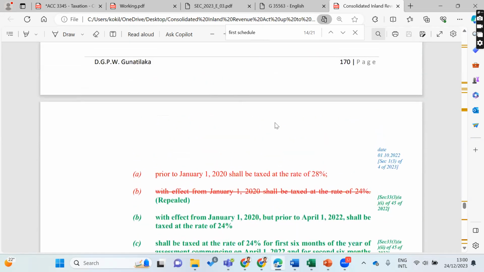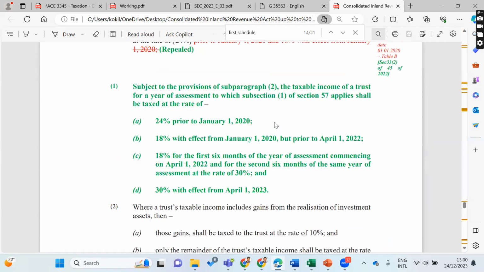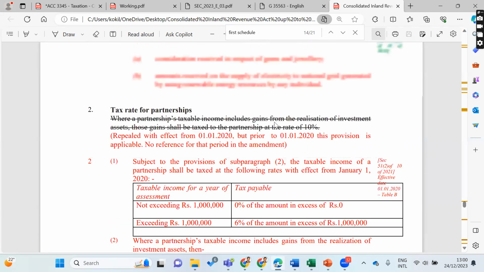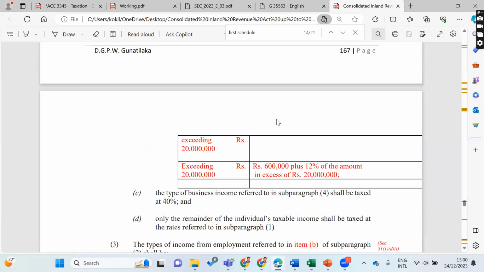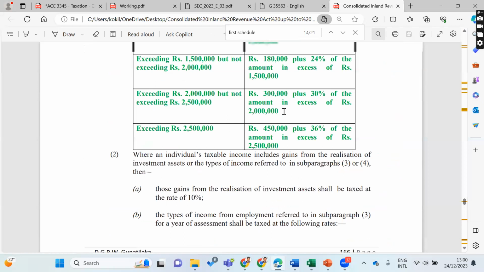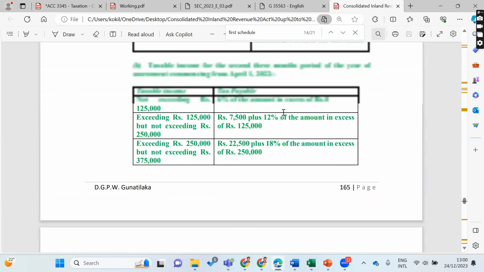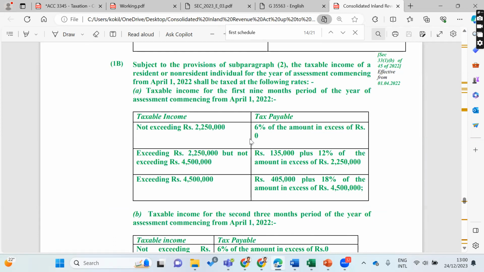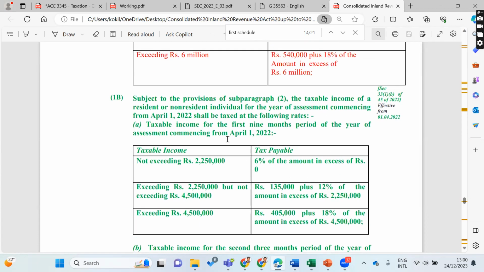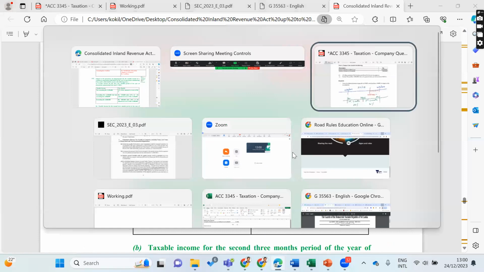But for individuals, 9 months and 3 months will remain as it is, right? For individuals, I have already discussed in a separate video. You can refer to that, right? So this is the individual scenario. If you want, you can refer to this, right?